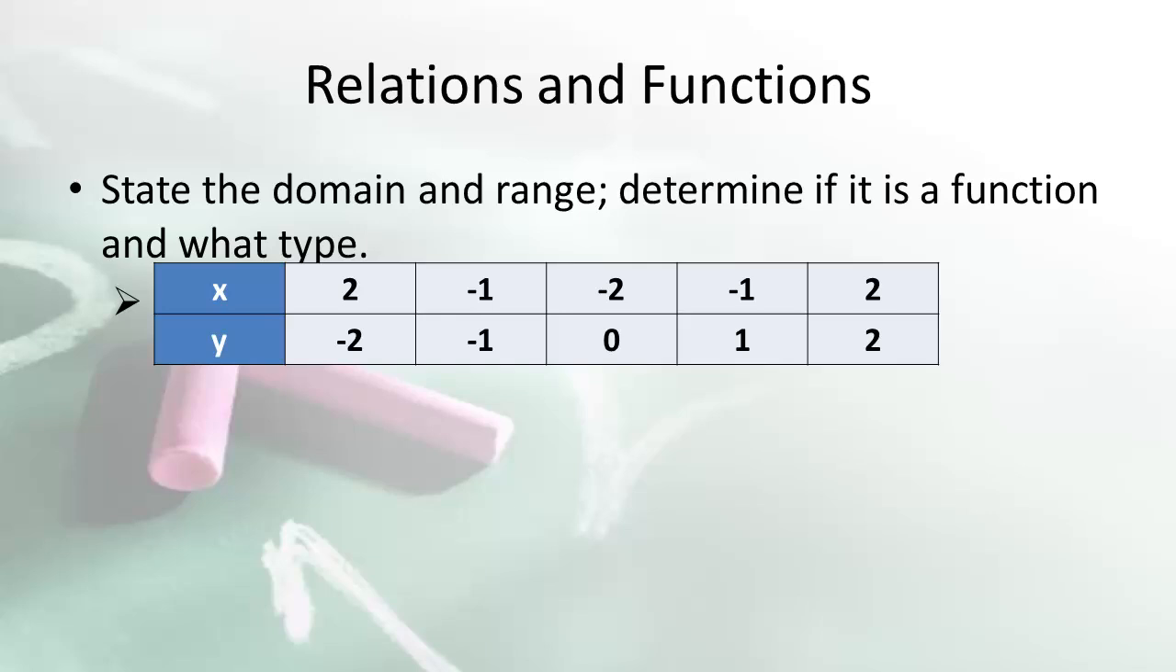Okay, this one is more of a table type where I gave you your x value and your corresponding y value. What I would like you to do is take a moment on your piece of paper, state what the domain is, state what the range is, determine whether it's a function. If it is a function, what type of function is it? Is it a one-to-one function? Is it an onto function? Is it both, or is it neither? Go ahead and take a moment, do that, and we'll come back and get the answer.